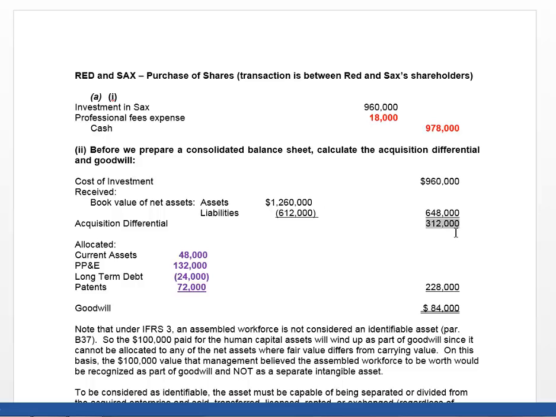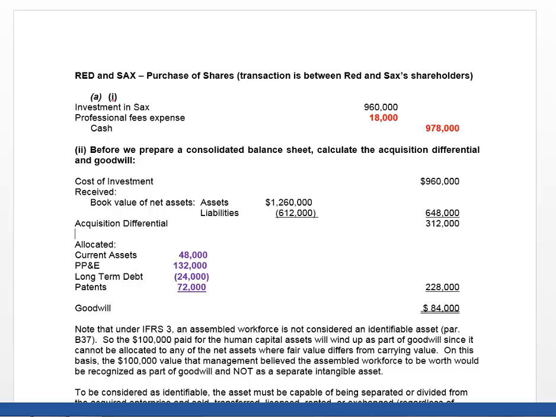But that only accounts for part of the $312,000. In other words, I know I paid $312,000 more for that subsidiary to get control over it. I can account for $228,000 when I do a carrying to fair value comparison, but the rest that can't be accounted for goes into goodwill.